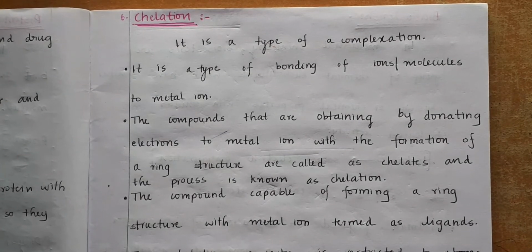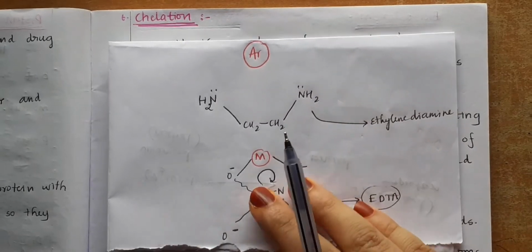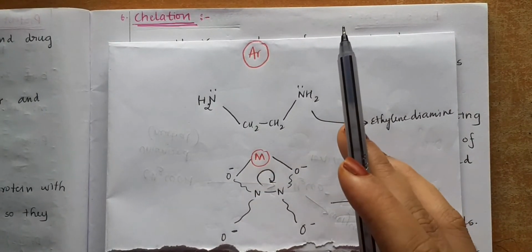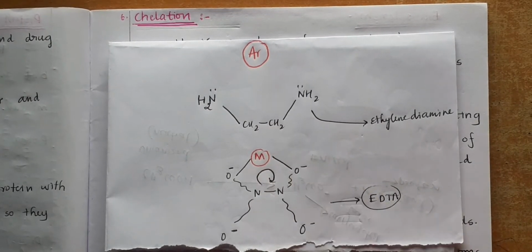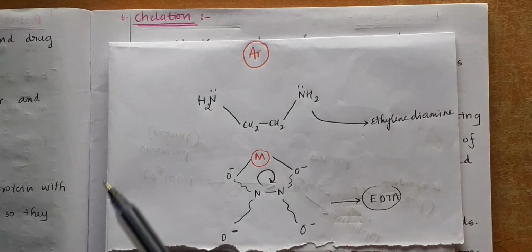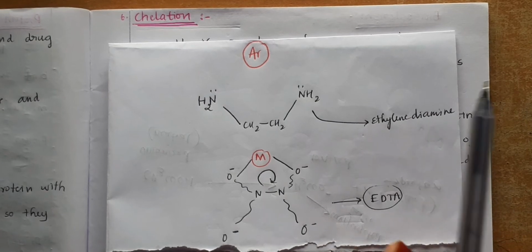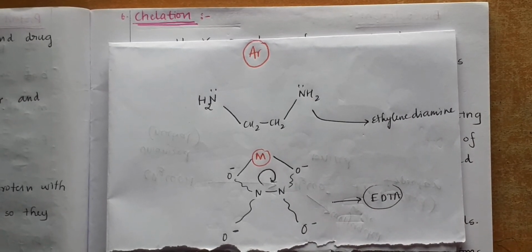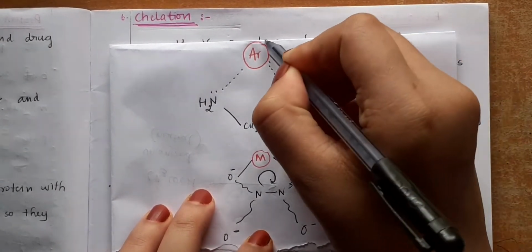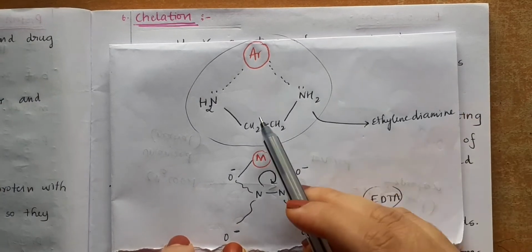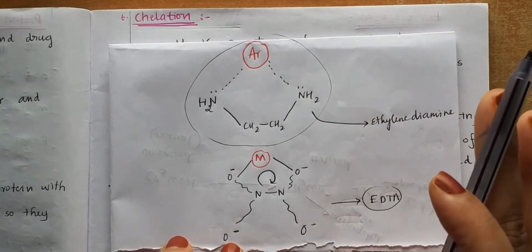Let us see how chelation is related to biological action. When there is heavy metal poisoning, heavy metals include lead, mercury, iron and arsenic. During heavy metal poisoning, EDTA is given, or otherwise ethylene diamine is also given. So they form a bond with the arsenic. The complex is removed from the body along with the arsenic. Removal of heavy metal poisoning is called chelation therapy.